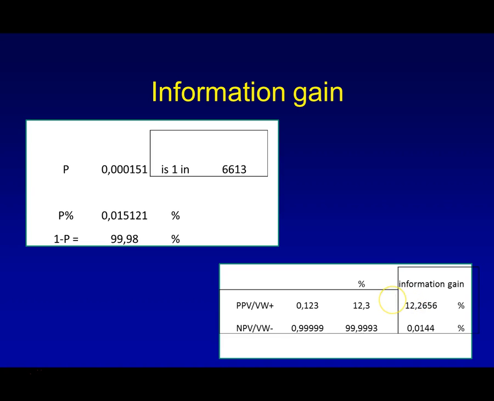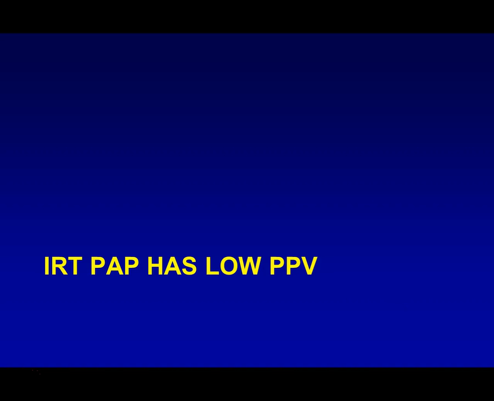Before applying the test, the chance to be healthy, or 1 minus the prevalence, was 99.98%. After applying the test, the predictive value of a negative test was 0.99999, which is 99.99999%. This means that the information gain is 0.01%. This is not an ideal screening algorithm because the combination of IRT and PAP has low positive predictive value.